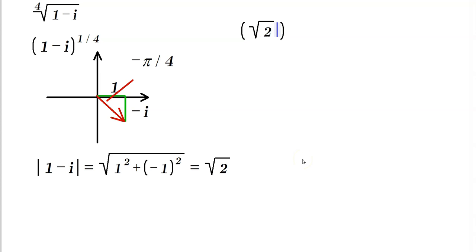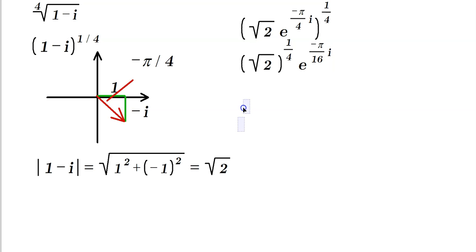The root of 2 e raised to the negative pi over 4i. And this whole thing here will be raised to the 1/4 because we're finding the fourth root. Now that 1/4 can be distributed, so in other words, you're going to have the square root of 2 raised to the 1/4 at first this way. And then e raised to, now negative pi over 4 times a quarter is going to give you negative pi over 16i.